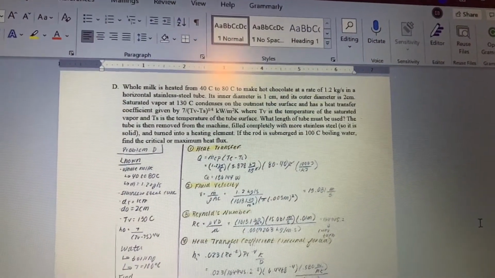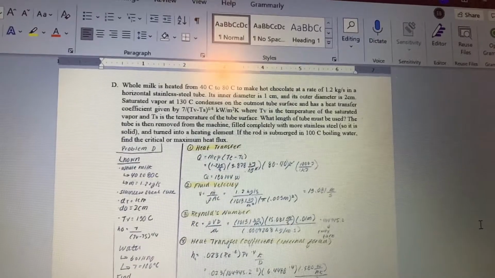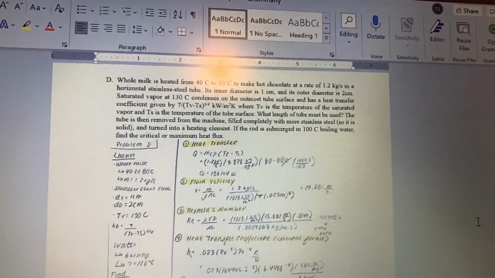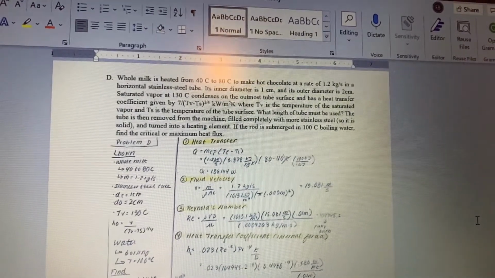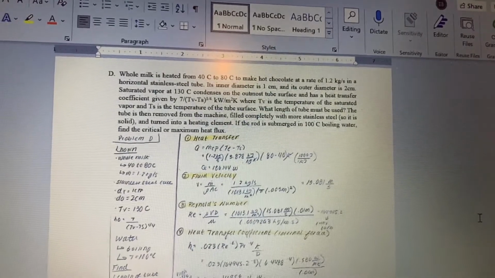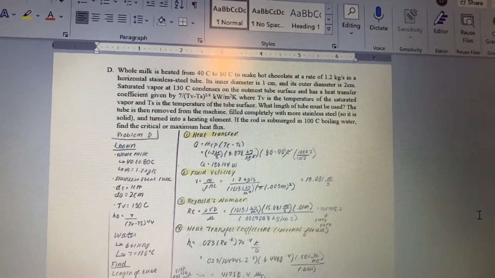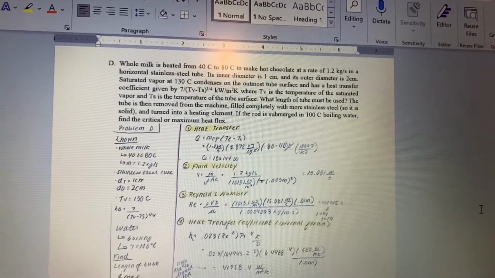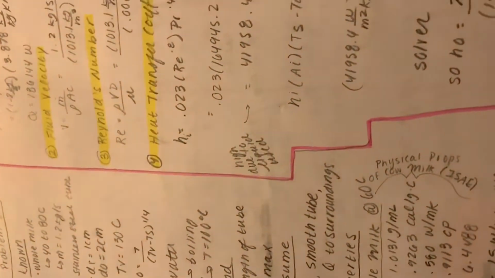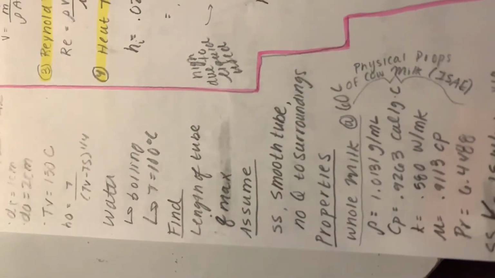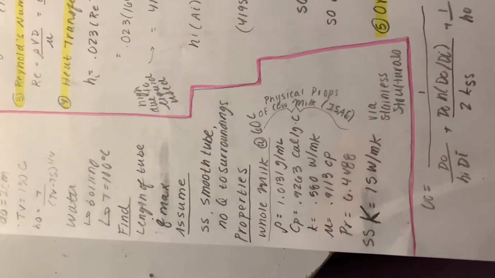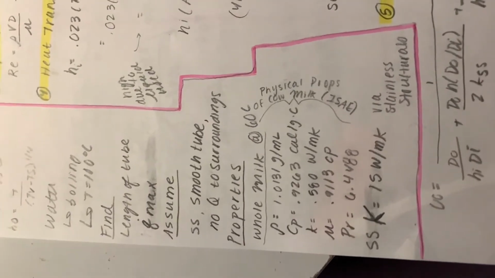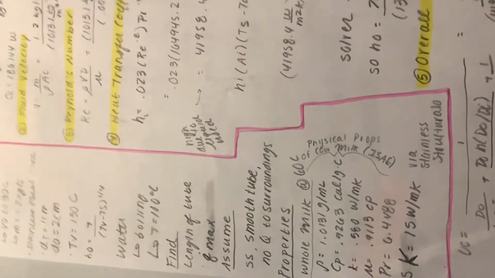Problem D is about heating whole milk to make hot chocolate. It is a heat exchanger, and then you're going to take that pipe that was in the heat exchanger and modify it so it's a heating element, and you can look for the critical heat flux. So you're going to assume that it's steady state, it's a smooth tube, and there's no heat loss to the surroundings. These are the properties for the first part of the problem.